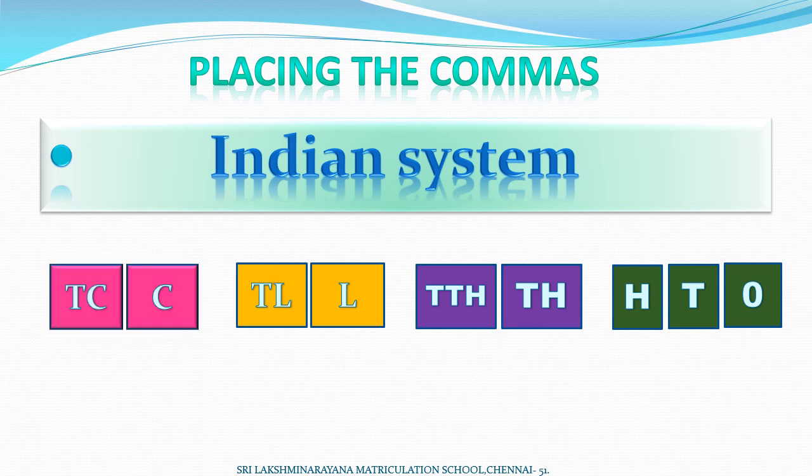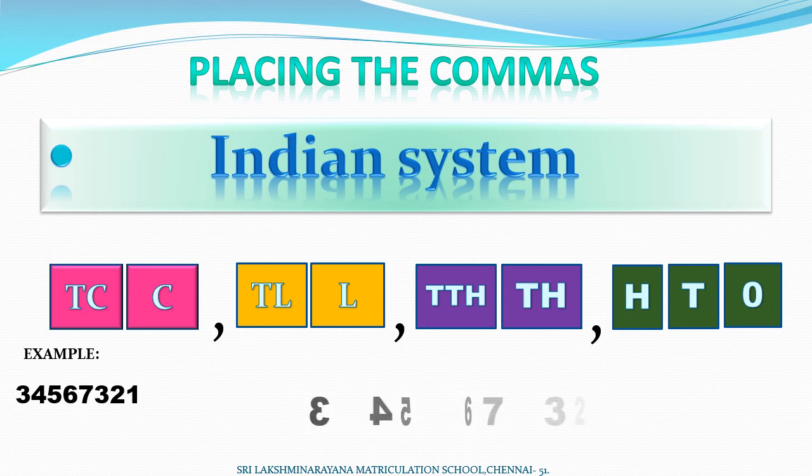The commas will be placed in between the periods. I have denoted each period with different colors. Okay, let us see an example. The given example is 3, 4, 5, 6, 7, 3, 2, 1. Let us place the commas in Indian system for this given number.